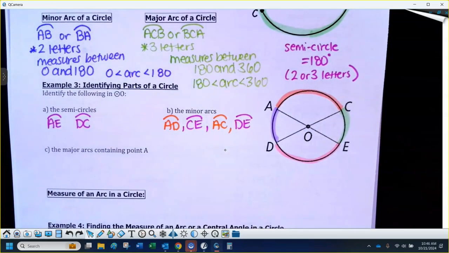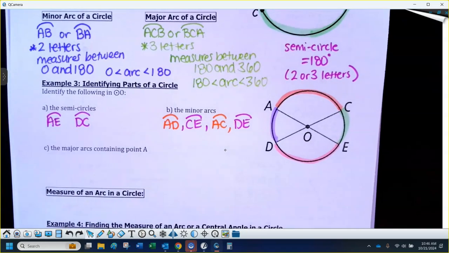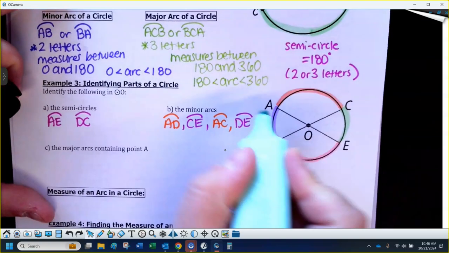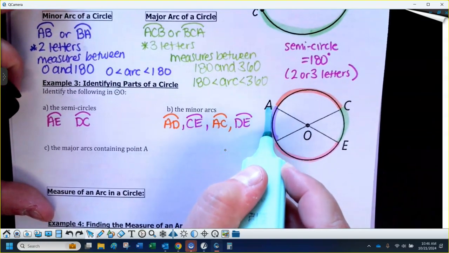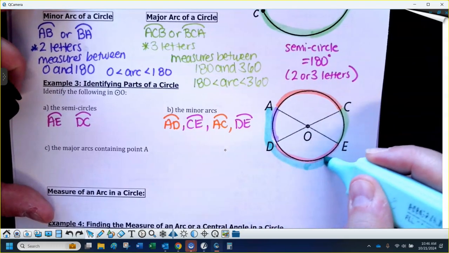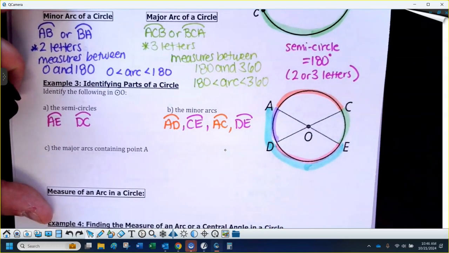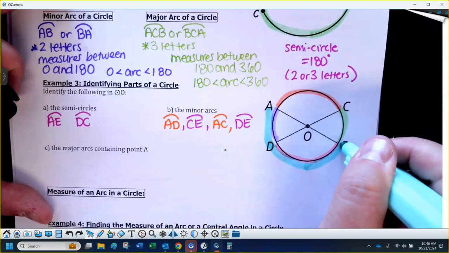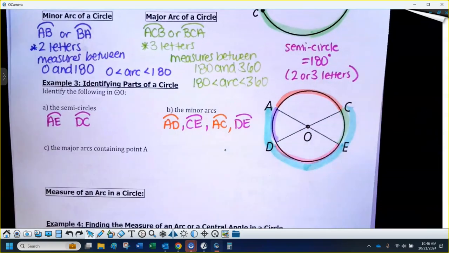All right. Now, major arc, this is a little trickier. It has to go more than halfway around the circle. It says a major arc containing the point A. So let's say I started at A and I just started going, I have to go more than halfway around. If I went exactly halfway around, I'd be right there. So I have to go more than that. So I could go to C.